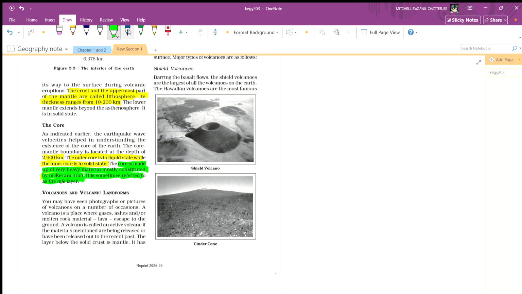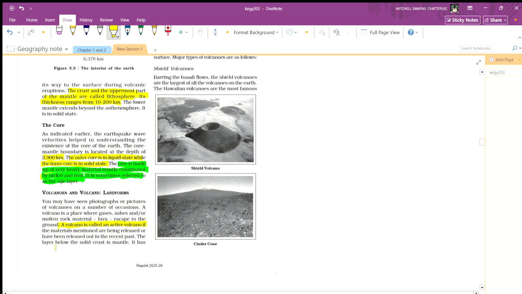Volcanoes and volcanic landforms. You may have seen photographs or pictures of volcanoes on a number of occasions. The volcano is a place where gases, ashes, or molten rock materials such as lava escape to the ground. A volcano is called an active volcano if the materials mentioned above are released during a volcanic eruption.